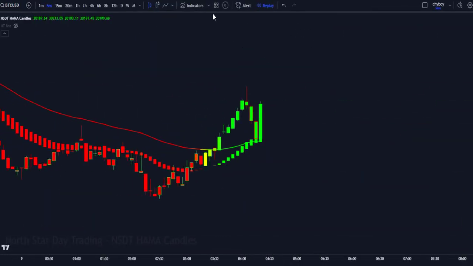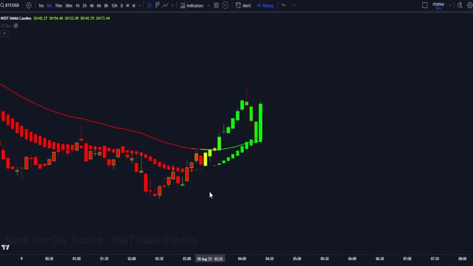Let's see how to enter a buy trade. You see that the price is in a downtrend as shown by the red candles, and you want to catch a reversal and go long when the trend changes. You are going to wait for a yellow candle to appear, which means that the price is below the moving average but the trend is strengthening or changing.